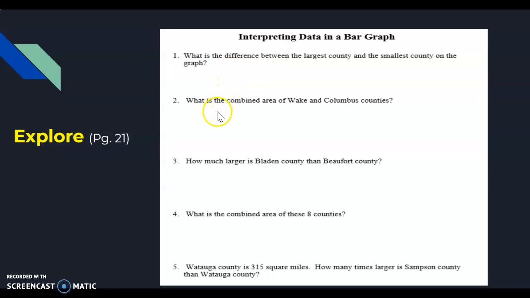Number two, your answer is 1,775 square miles. Number three, the answer is 45 square miles. Number four, 7,090 square miles. Number five, 3 times larger is the answer.